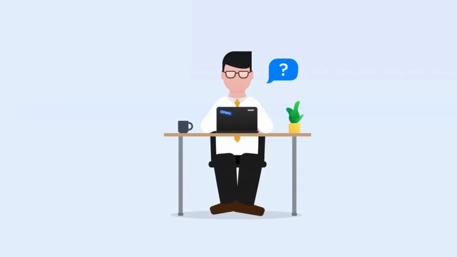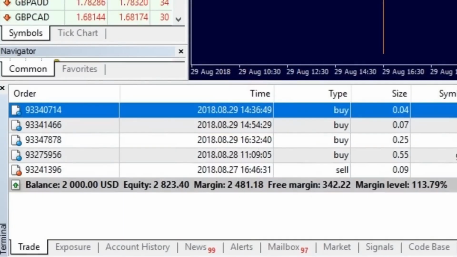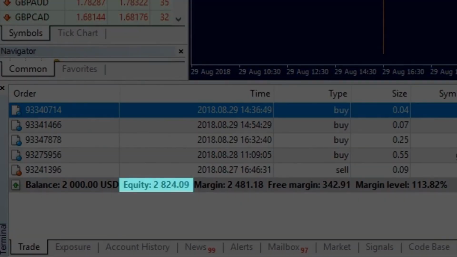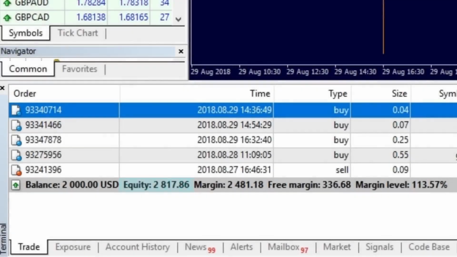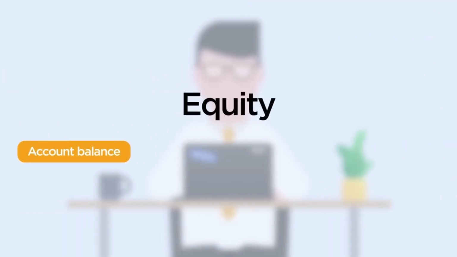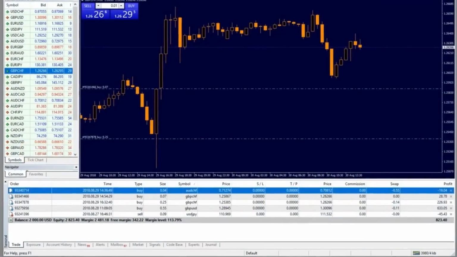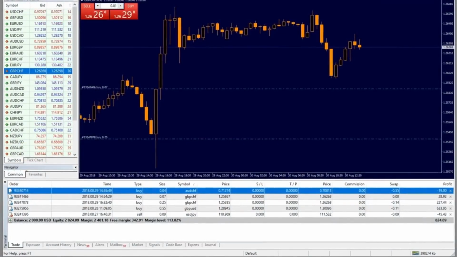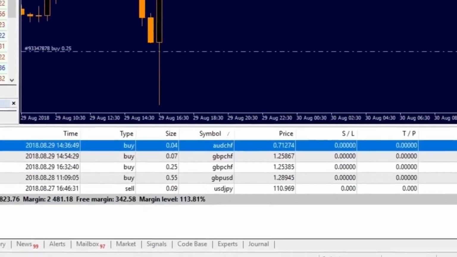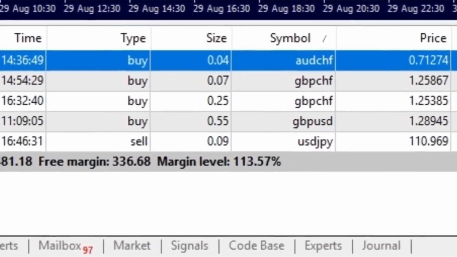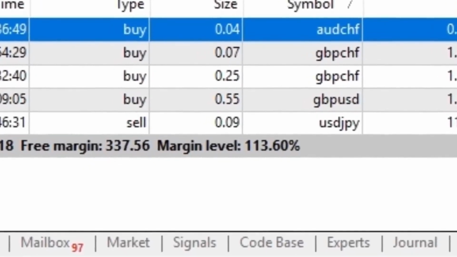But how can you track the potential outcome of your opened positions? To track the outcome of your trades altogether, you need to monitor your account equity. Account equity includes your account balance and floating profit or loss that your open positions have incurred. Let's see what you've got. It looks like you've picked a strategy that works well for you, and your profit from winning orders is bigger than expenses from your lost deals.